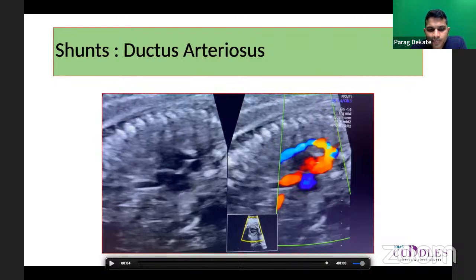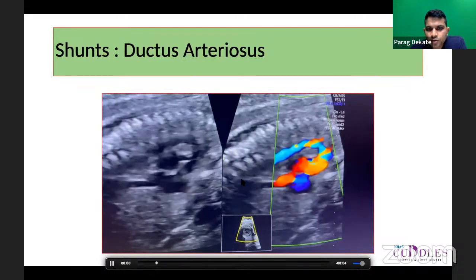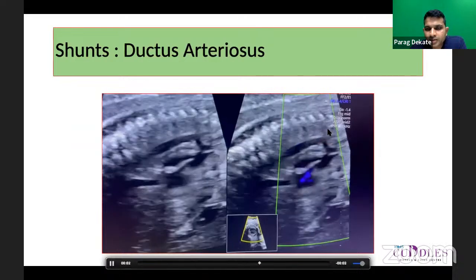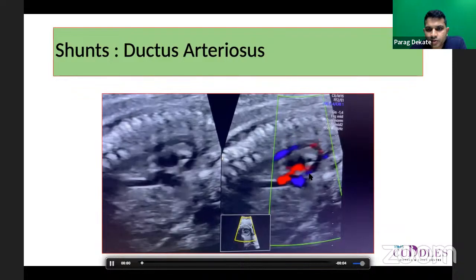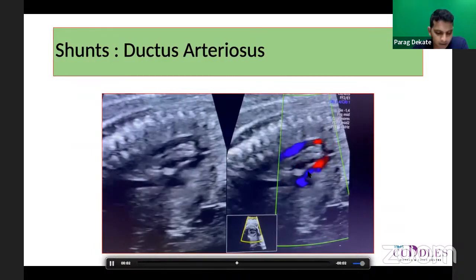Again, I will play. So this is the pulmonary artery. This is the arch of the aorta. This connection is called the patent ductus arteriosus.